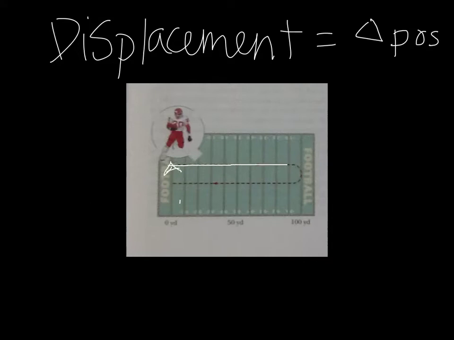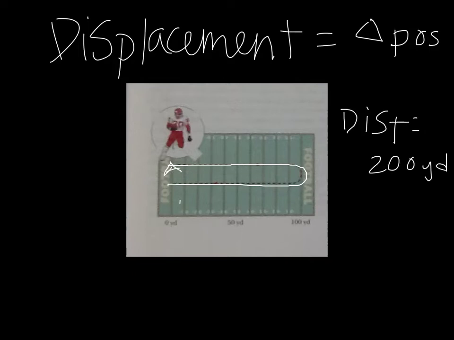run to the opposing end zone and back, they would have gone a distance of 200 yards, but their displacement would be 0, because in all actuality, they didn't change position at all. Their x didn't change.